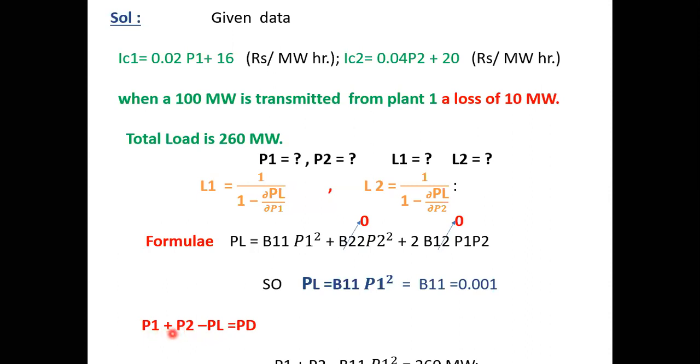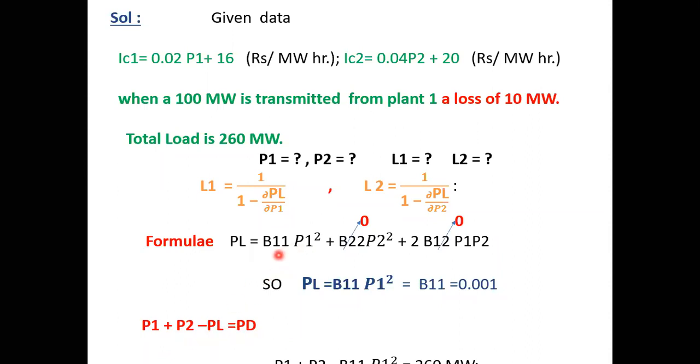Those are nothing but P1 and P2. So that's why we can write P1 plus P2 is equal to PD plus PL. So you can bring that PL to the left hand side. So you can rewrite this equation as P1 plus P2 minus PL is equal to PD. Okay, we know the PL value in terms of P1.